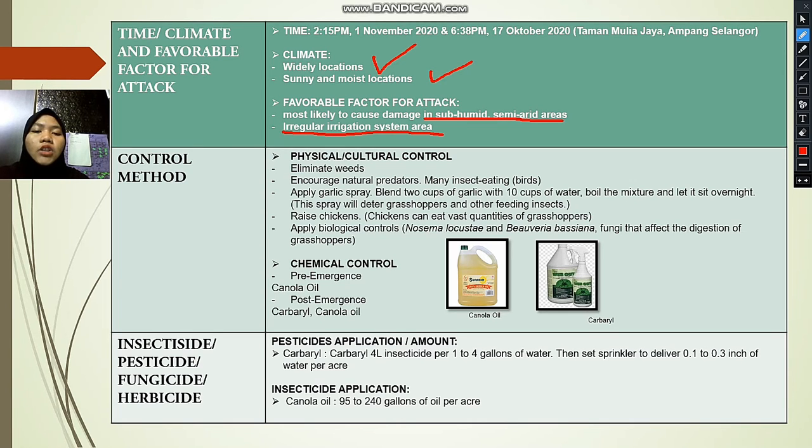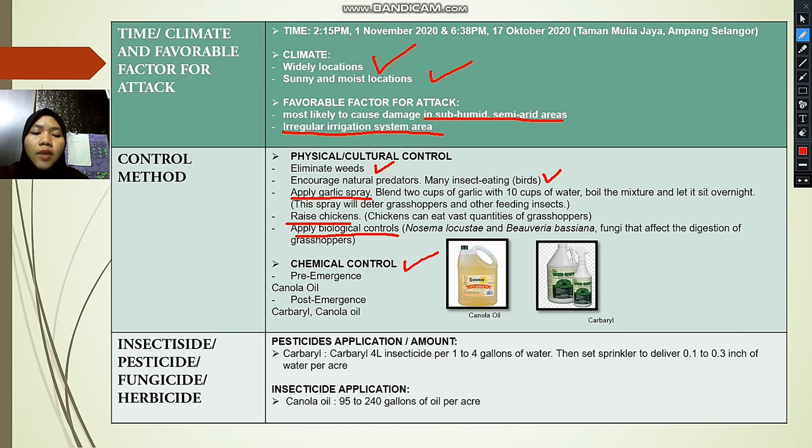For physical or cultural control, we can eliminate weeds. Second, we can encourage natural predators such as birds. Third, we can apply garlic spray. Next, we can raise chickens because chickens can eat vast quantities of grasshoppers. Next, we can apply biological controls such as Nosema locustae and Beauveria bassiana, which is a fungus.